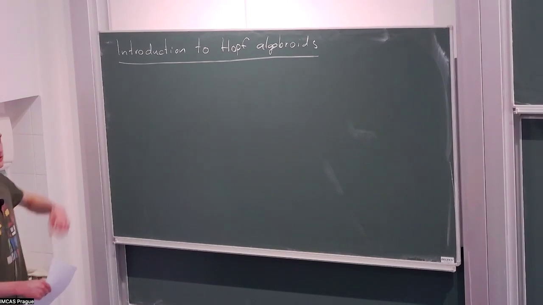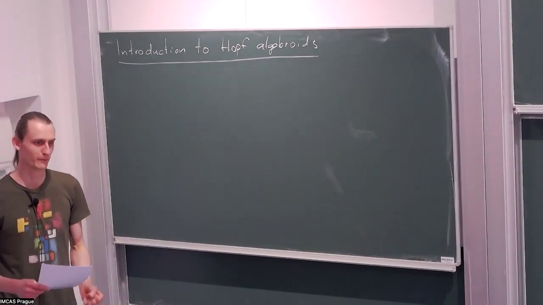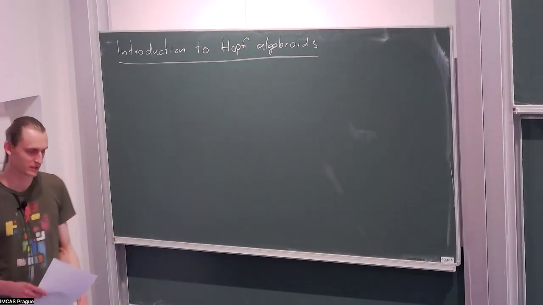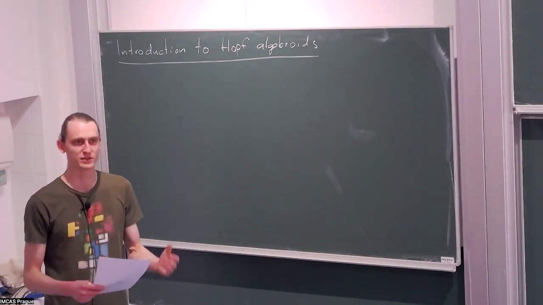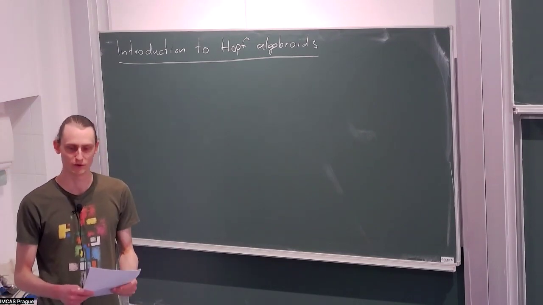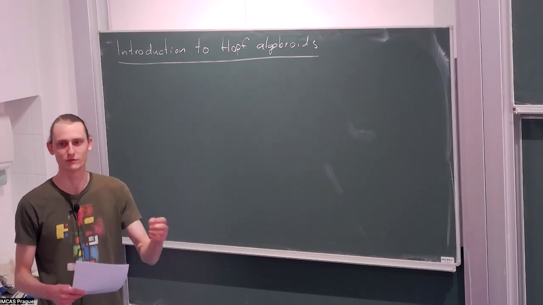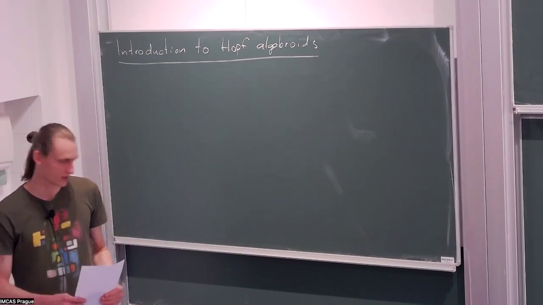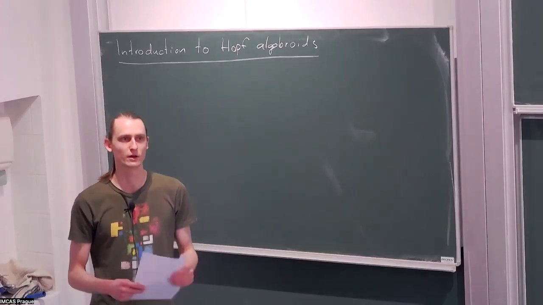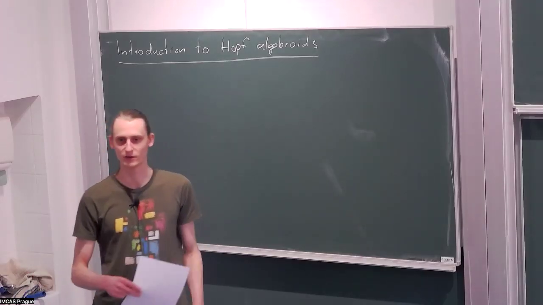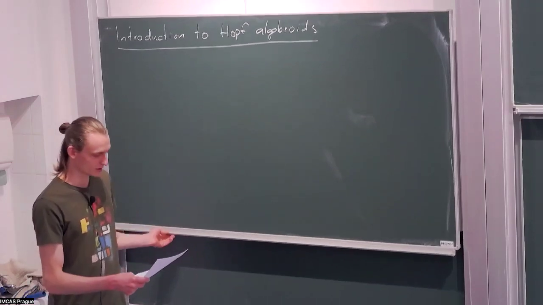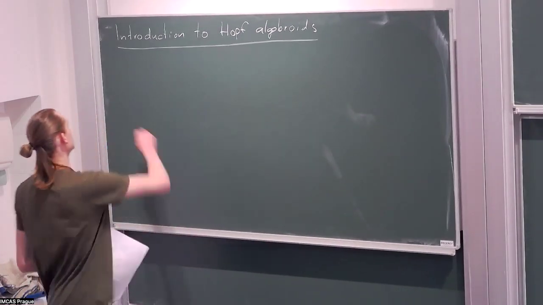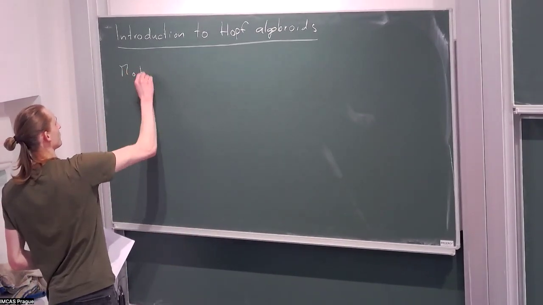Maybe at the beginning I should say I will not give the most general definition of a Hopf algebroid, but a definition that is most suitable in the context of differential operators, looking towards Miriam's talk. And in the end, I will also talk a little bit about Lie-Reinhardt algebras and their universal enveloping algebras. Okay, to get started, maybe a bit of motivation.